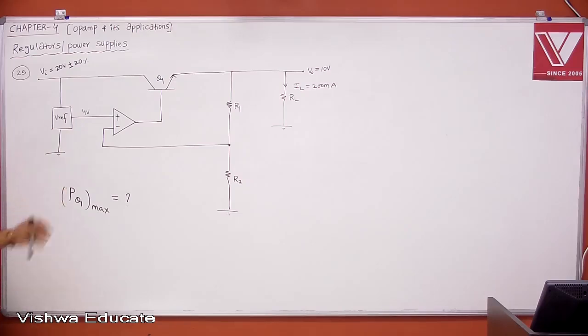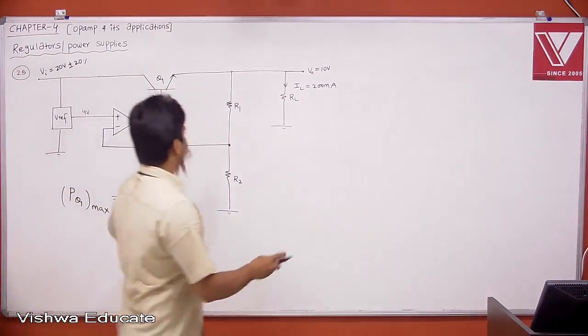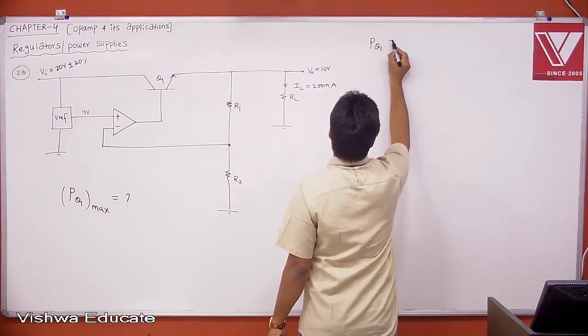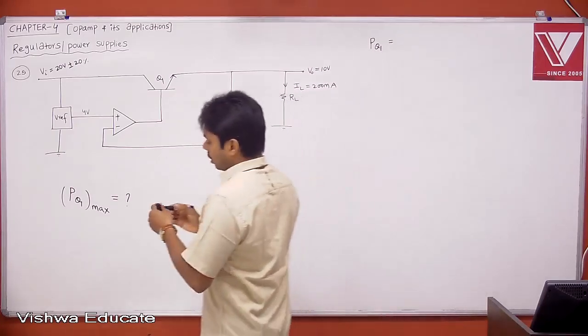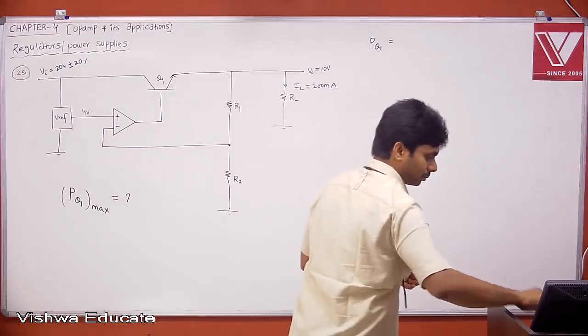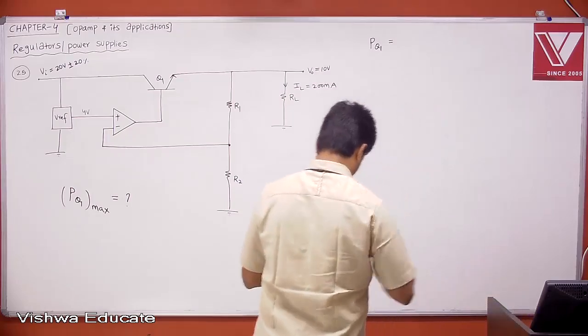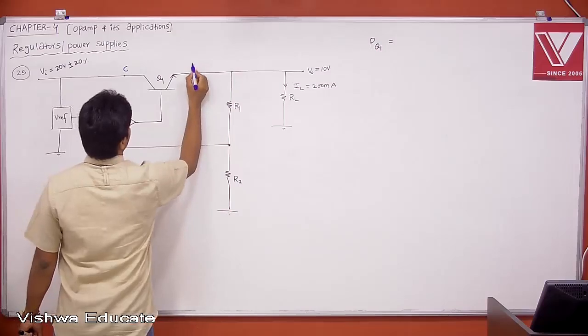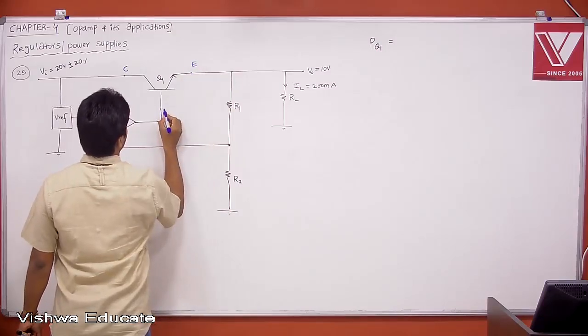Okay. This is nothing but your series regulator. That's fine. Now, how will you calculate? First of all, what is power dissipation? Power dissipation across the transistor, right? Power dissipation across the transistor is, we know that this is nothing but, this is collector, this is emitter, this is base.